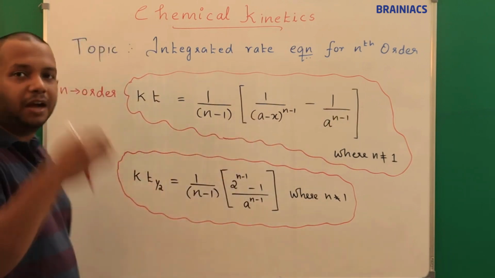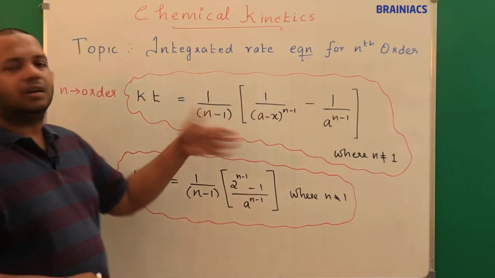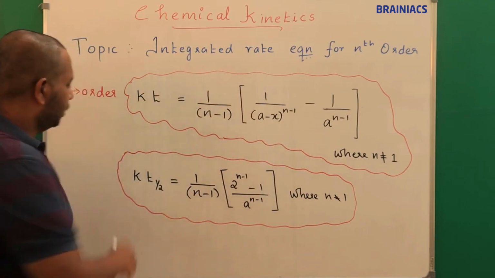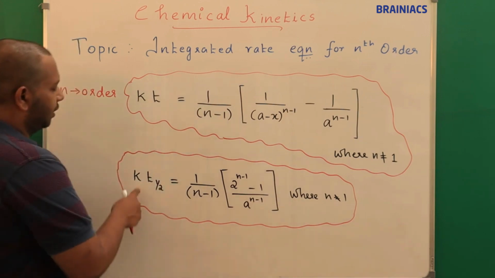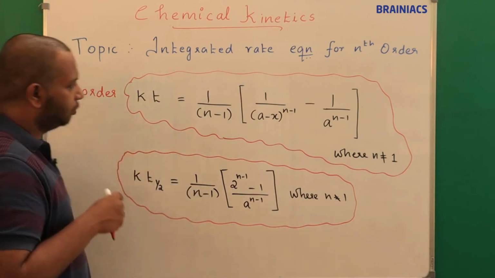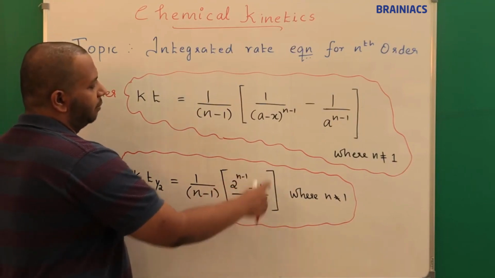X becomes a by 2. So if you do that, you will finally get something like this. Either you can remember this, or you can substitute and get this. So t half for a second order or a third order, if they are asking, it means k into t half is equal to 1 by n minus 1, 2 power n minus 1 minus 1 divided by a power n minus 1.